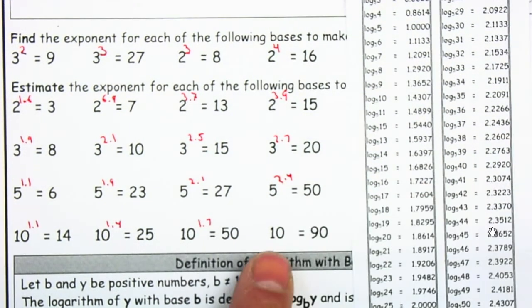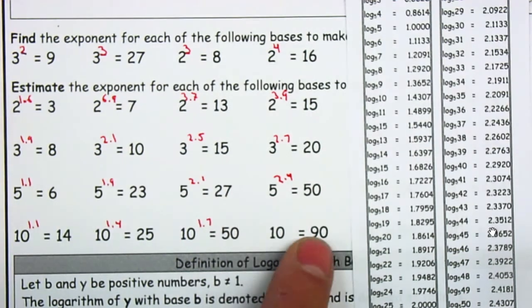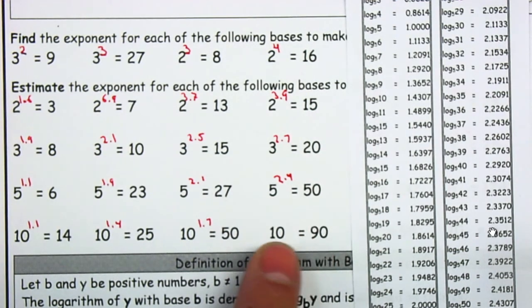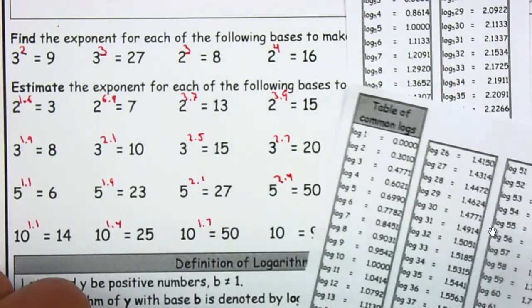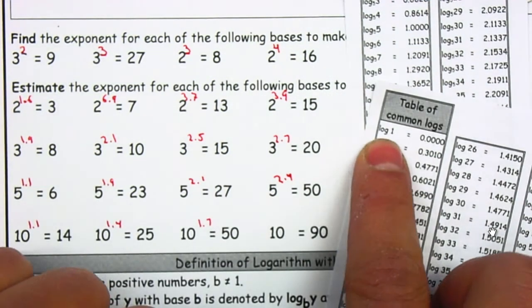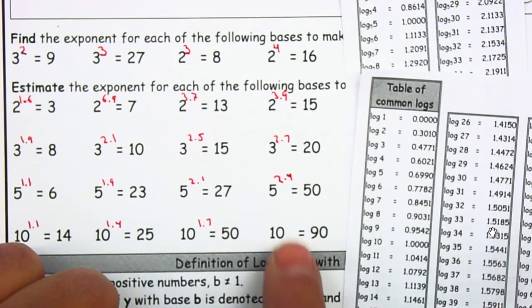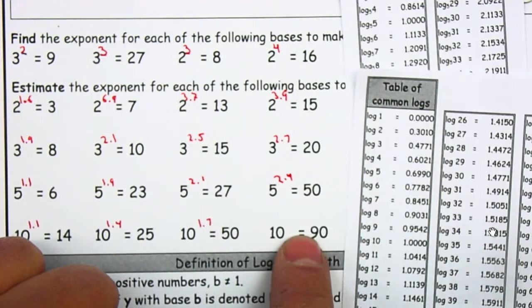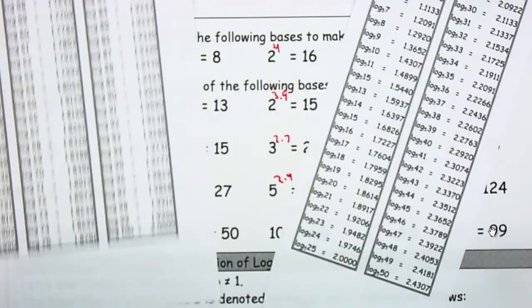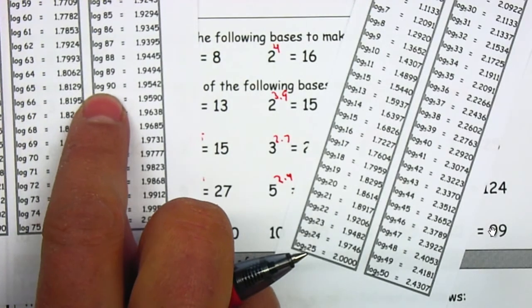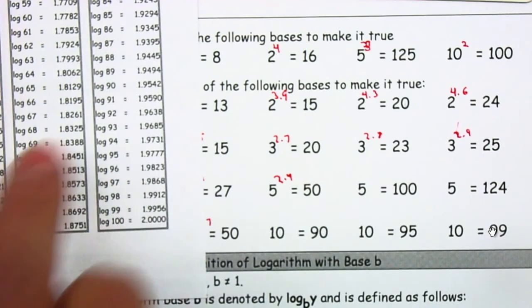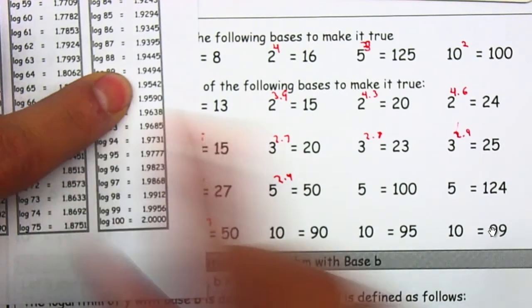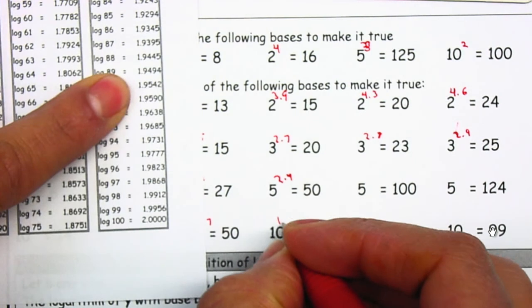In the same way, if I'm looking for 10 to the y exponent is equal to 90, I'm going to have to look for the base 10, log base 10, which is basically the common log. If it doesn't have a base, we'll learn that it's automatically a 10. So under the common logs or the base 10, I'm looking for the 90. So I'm over to log of 90 is 1.95.